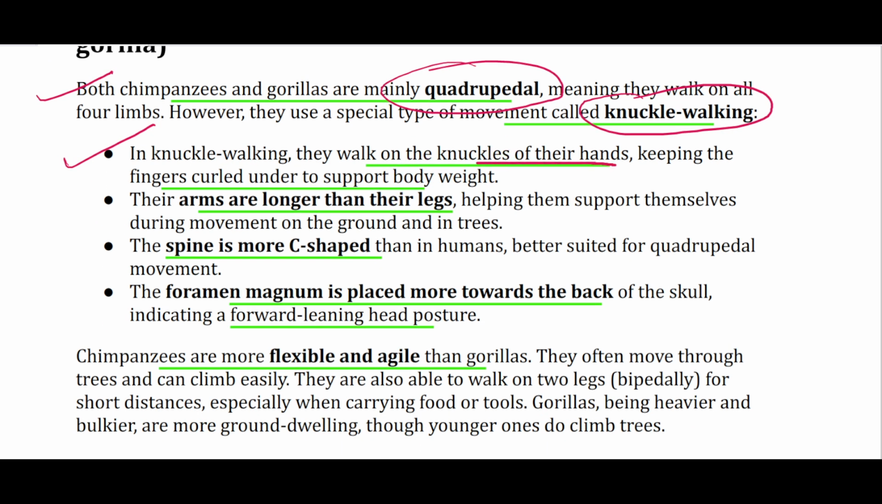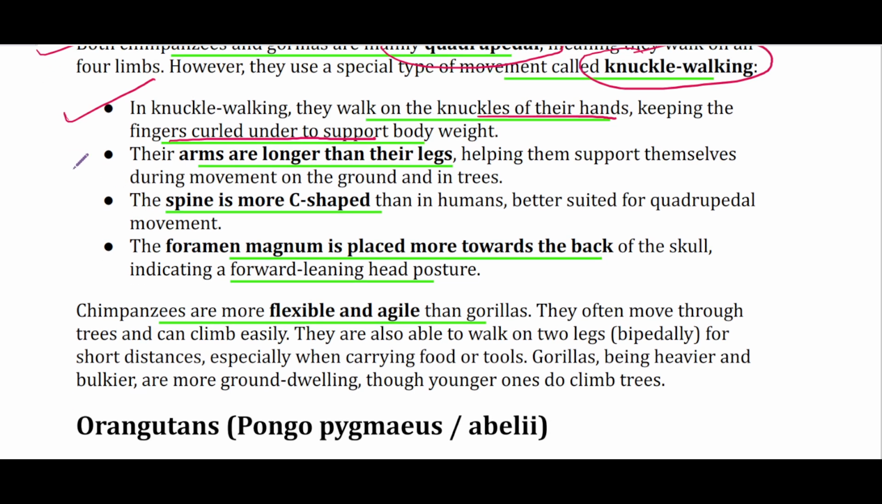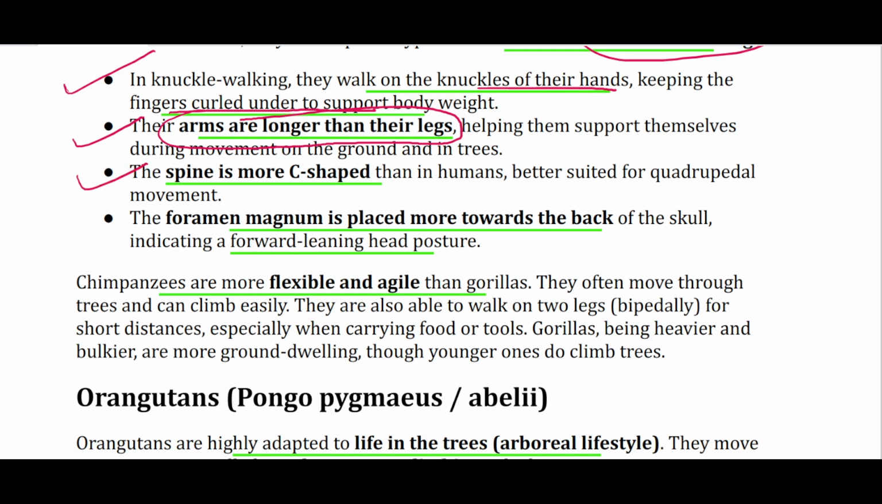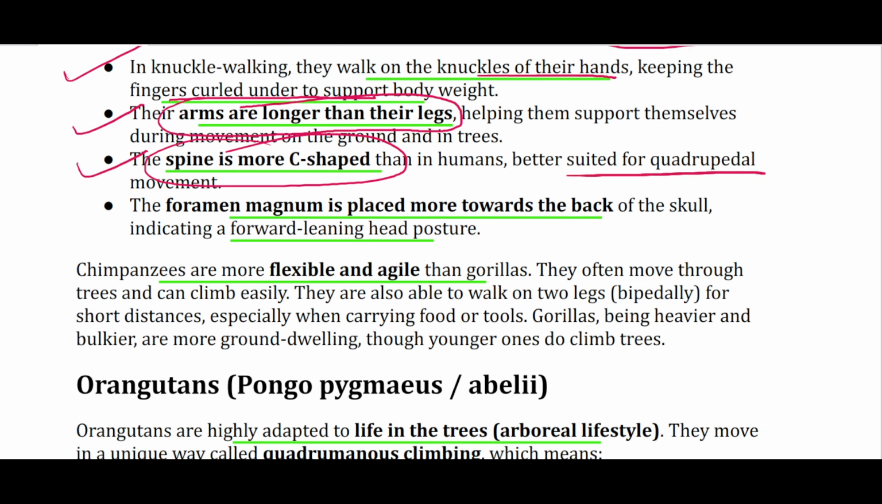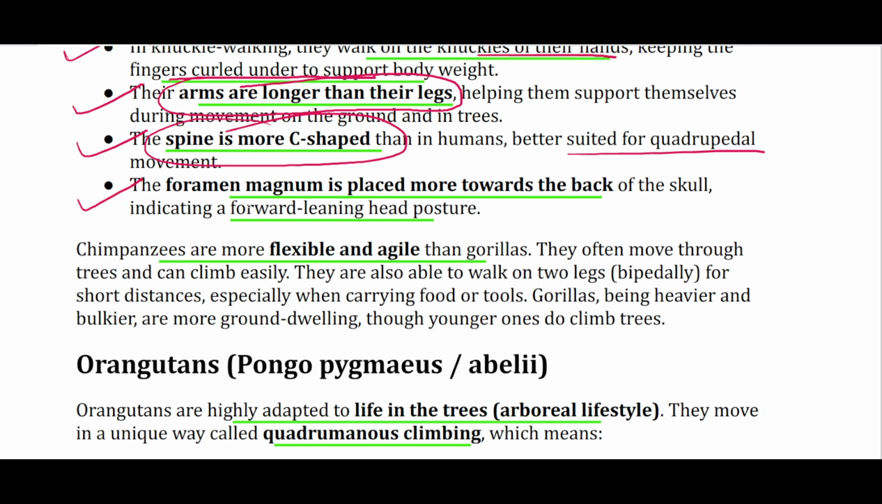They walk on knuckles of their hands, keeping the finger curled under to support body weight. Then they have arms which are longer than their legs. Then their spine is C-shaped. We have S-shape, they have C-shape, which is suited for quadrupedal movement. And their foramen magnum is placed towards the back of the skull, which means a forward-leaning head posture.